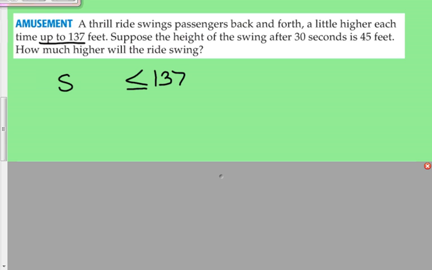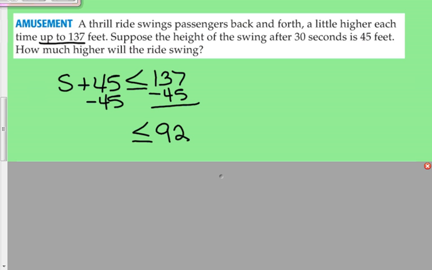I'm going to use S for the variable. And then after 30 seconds, it is 45 feet. So I'm going to put plus 45 here. It's gone 45. So then to solve it, you just subtract your 45. And after you work this out, you'll get 92. So that means the swing can go up to 92 more feet. And that's how you solve that. You just write one out to match the wording.